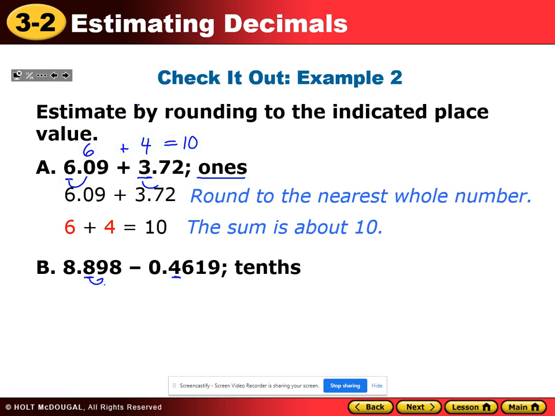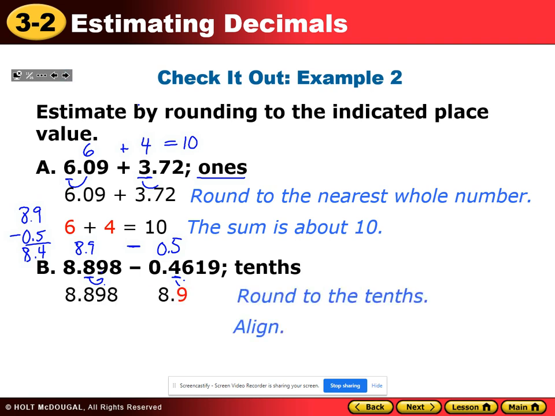Oh, this becomes 8.9 because that goes up by 1, because 9 is greater than 5. This becomes 0.5. We do our subtraction. 8.9 minus 0.5. Very important that we line up the decimals. We got our 4 here, we got our 8 here, and 8.4. Let's see how we matched up. They got the same things we did when they did subtraction.